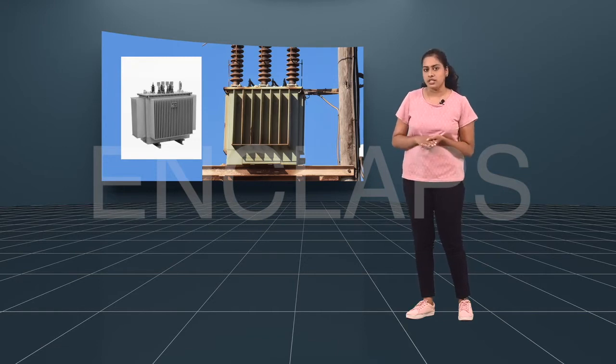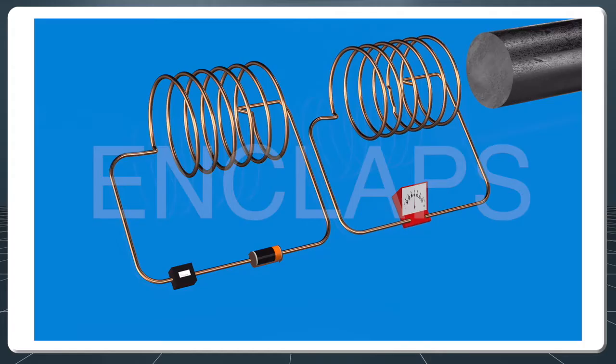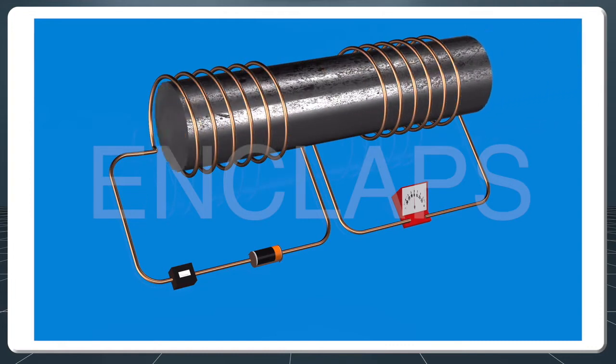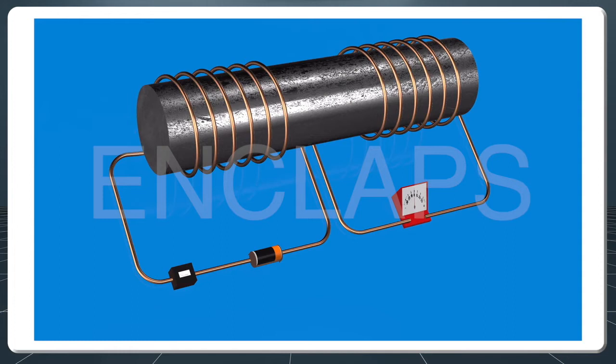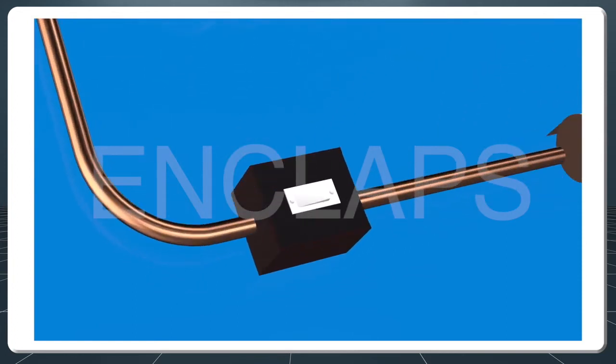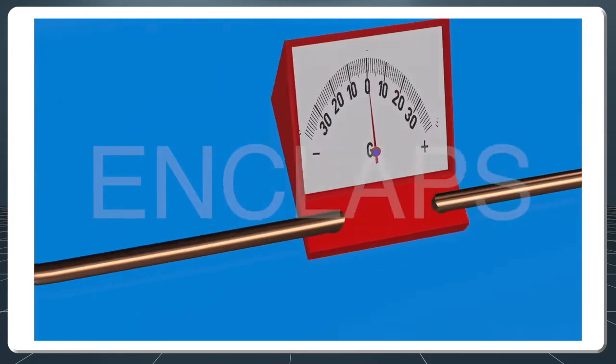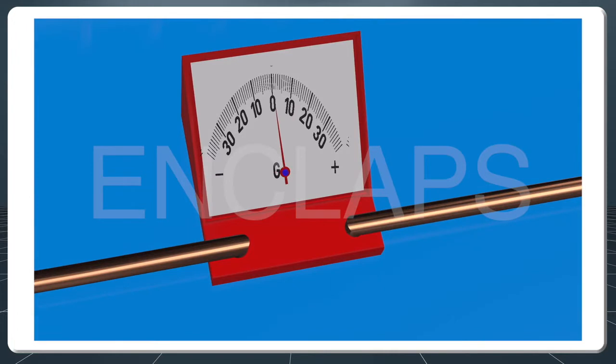Let's do an activity. Here, you can see a soft iron core is wound with two sets of insulated copper wire. Connect the first copper wire to a cell and the other to a galvanometer as shown here. When the switch is turned on, we can observe a deflection in the galvanometer. The needle deflects towards one direction and comes back to the original state.